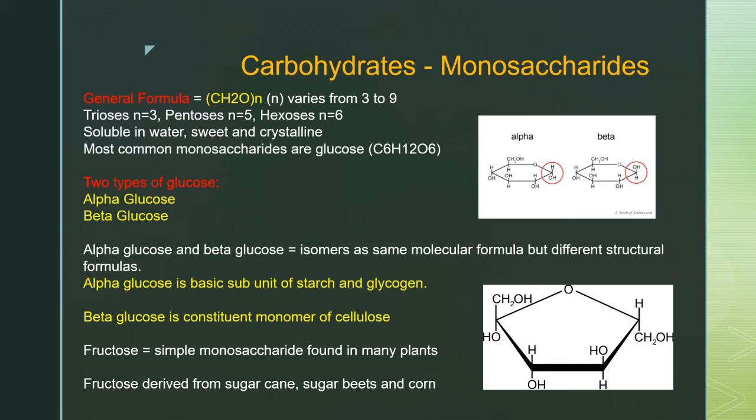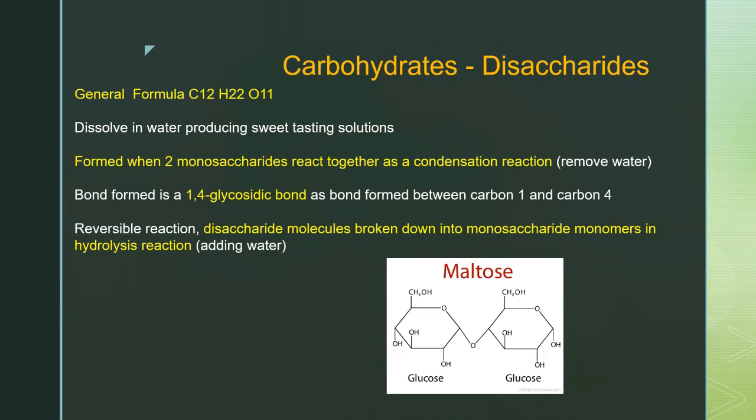Alpha glucose is the basic subunit of starch and glycogen, whereas beta glucose is a constituent monomer of cellulose. Fructose, which is another one that you could be asked on, is a simple monosaccharide found in many plants, and fructose is derived from sugarcane, sugar beets and corn, just to name a few.